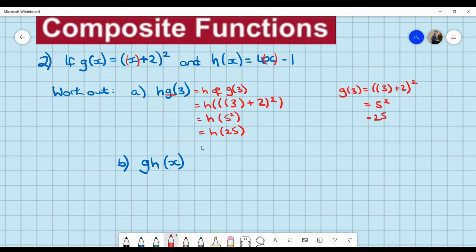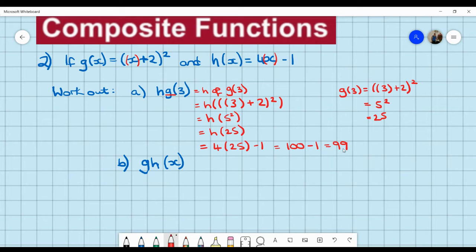So that's absolutely fine. And then to finish this one off, we just want to put that 25 in the h function. So it's 4 bracket 25, take away 1, giving me 4 times 25, which is 100. Take away 1 gives me 99. Okay, so that's with the numbers.